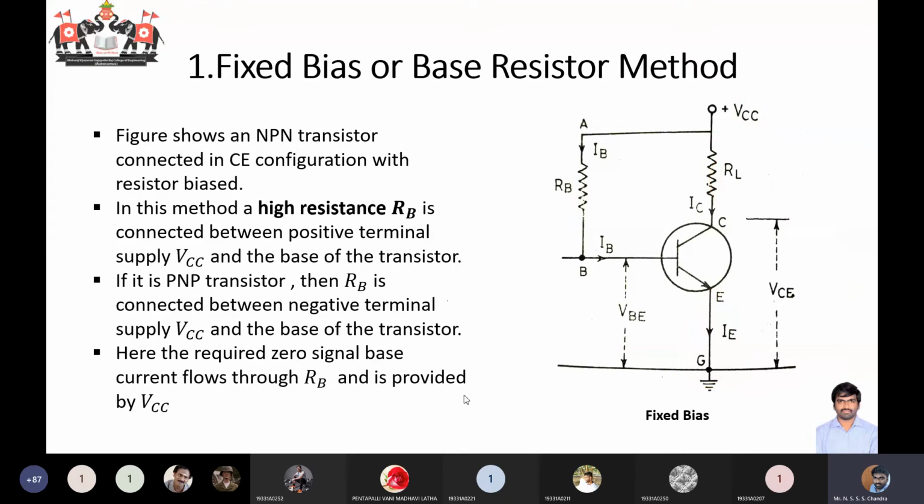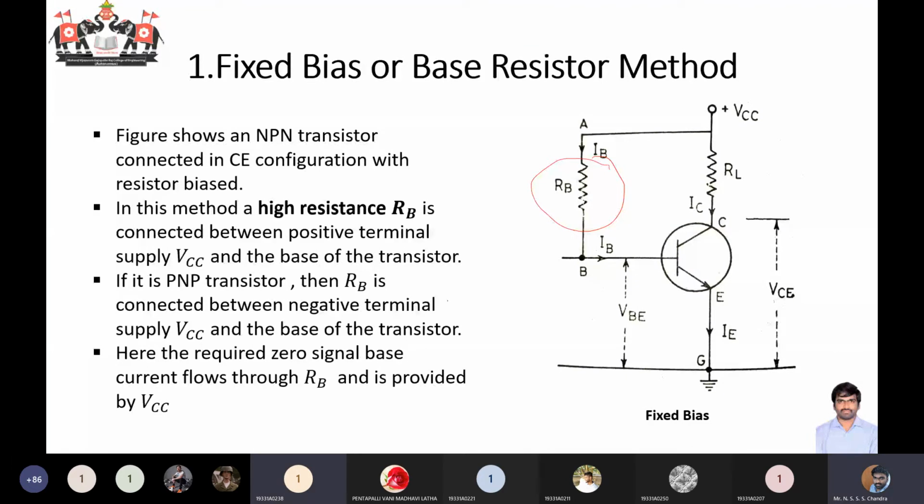In the fixed bias circuit, we are directly connecting the supply from VCC to the base by means of a base resistor RB. This RB is a very large quantity. So why should RB be a large value? Please respond. Why should the resistance RB be a large value?